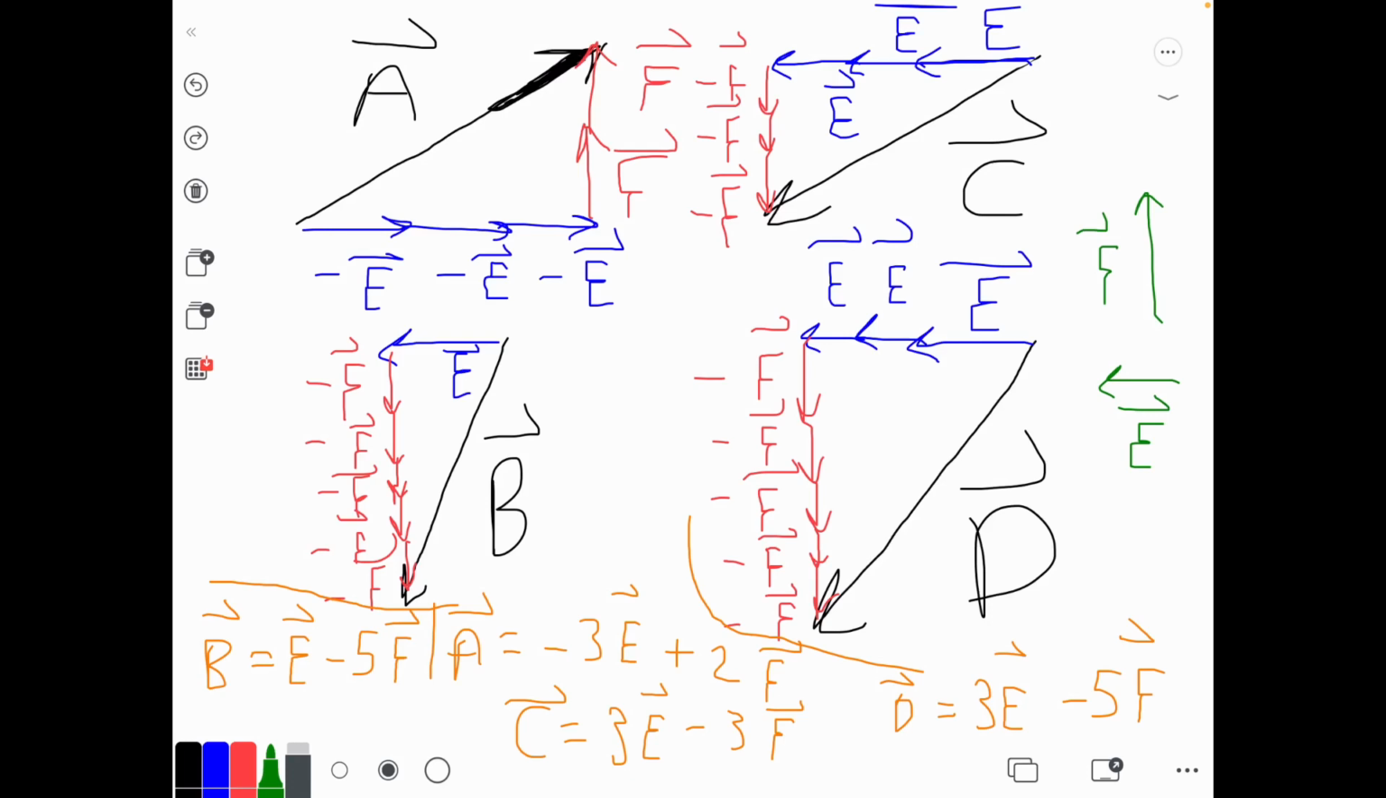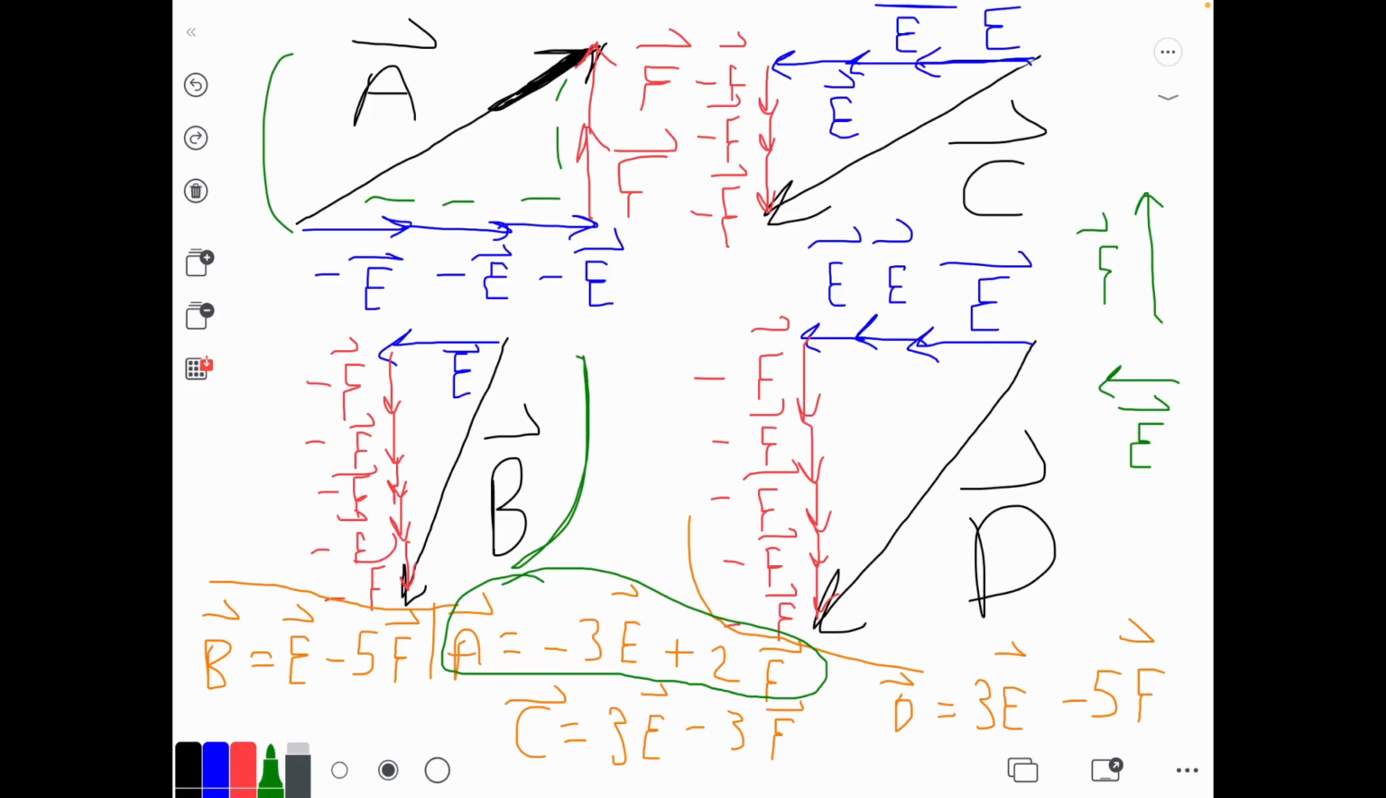So we are going to start with vector a. Since it's going to the right, we're going to use the reverse of vector e, negative vector e, and go negative 3e. We go 3 of these negative vectors to the right, and then we go 2 up, which is positive vector f. So we describe vector a as vector a equals negative 3 vectors of e plus 2 vectors of f.